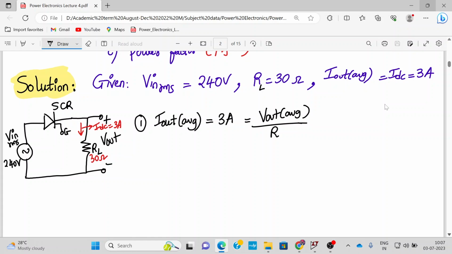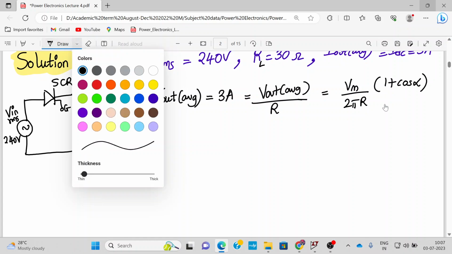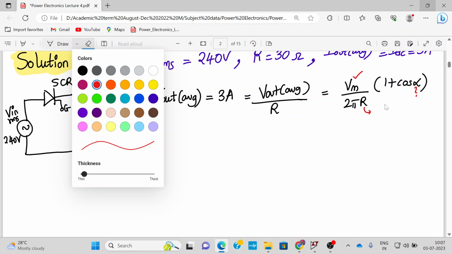All right. Now, what is the formula for V out average for a half wave control rectifier? It's Vm by 2 pi. This R will come as it is over here into 1 plus cos alpha. All right. And this entire equation we equate it to 3 amperes. Let us see what is available. Vm is available. Alpha we have to find out. And R is available. I mean, we can substitute it as R or RL. Let us take it as R only. All right.